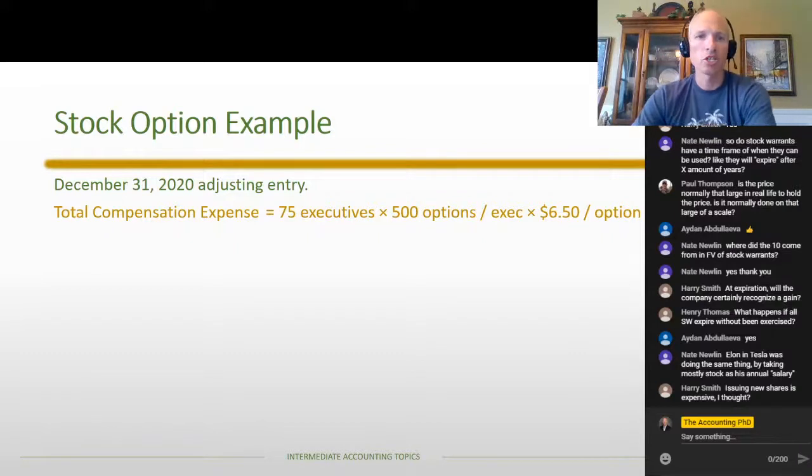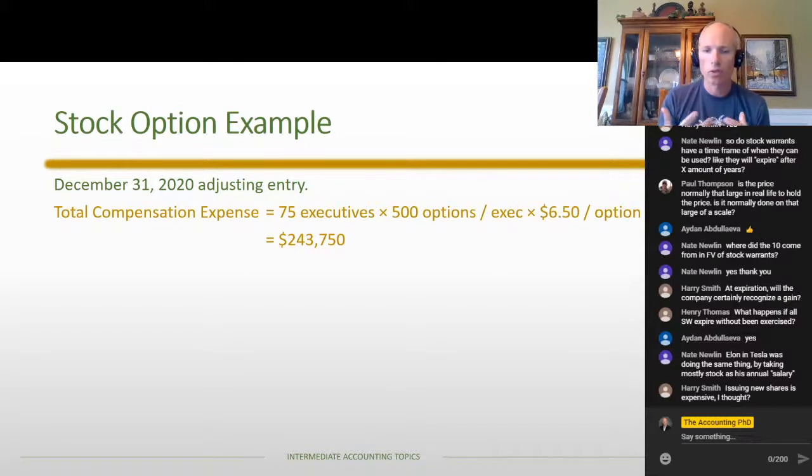So we know the total compensation expense related to these 75 executives. That's the first step: what's the value of what we've agreed to in this contract? Well, we have 75 executives. Each executive gets 500 options, and the fair value of each option is $6.50. That means the value of all of these options is $243,750. What we've really done is say the compensation expense associated with these stock options is worth $243,750. That's the value of the work they're going to do in order to get these options. That's what we estimate the value to be.